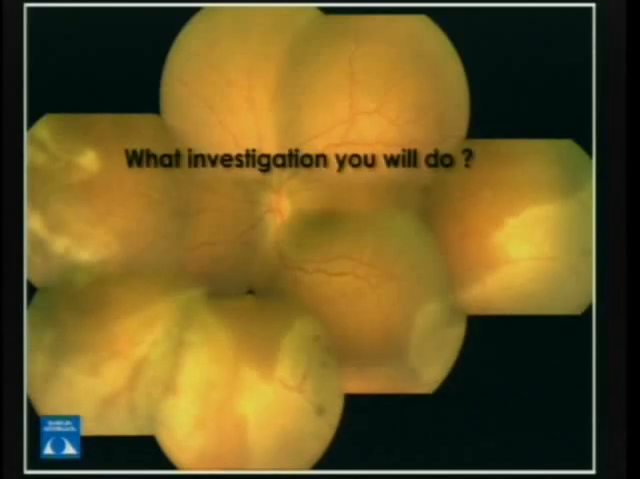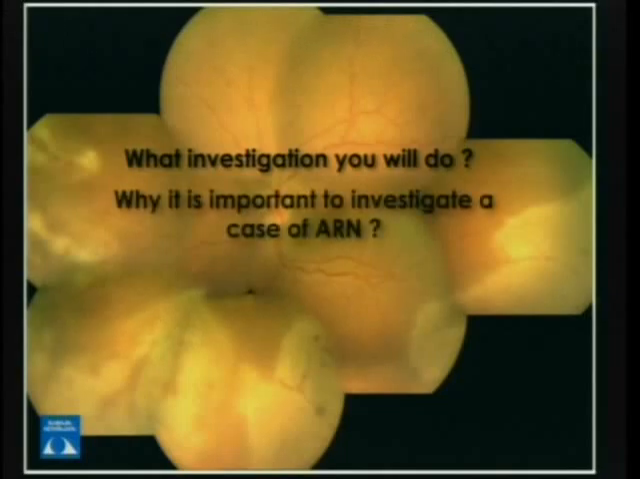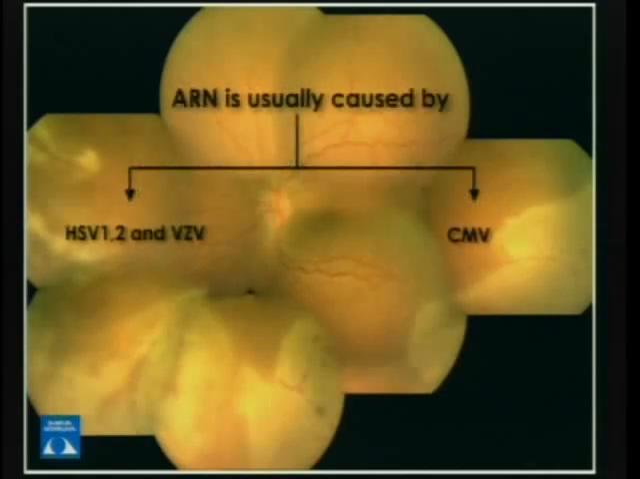Now, what investigation will you do in this case? Rather, why is it important to investigate a case of acute retinal necrosis? Straight away you'll start antiviral. But if you see, acute retinal necrosis is caused by herpes simplex virus 1 and 2, varicella zoster, and the cytomegalovirus. So, this group of viruses will respond to acyclovir.